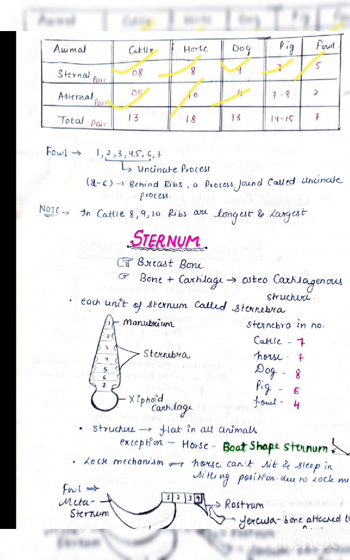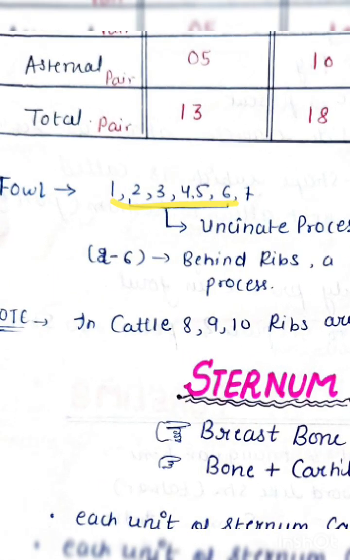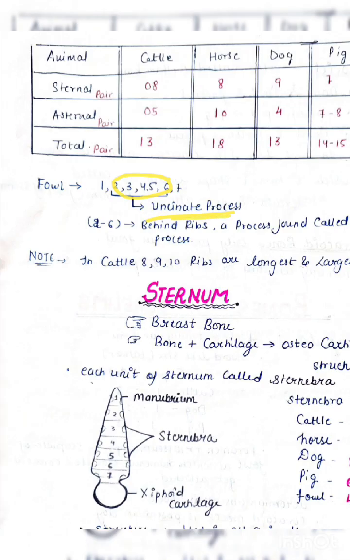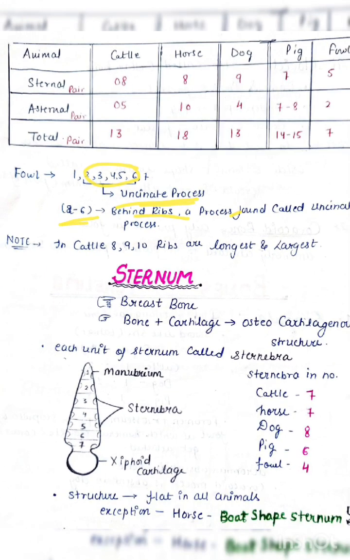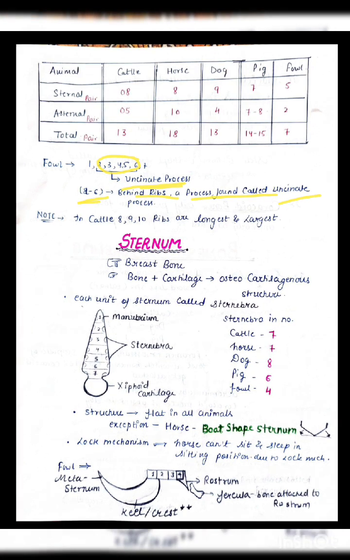So in the horse these ribs are present, the 2, 3, 4, 5, 6. In the middle ribs, a process is formed, which is known as the uncinate process. Note in cattle that the 8, 9, 10 ribs are largest and longest. The last ribs are not very long and large in nature.